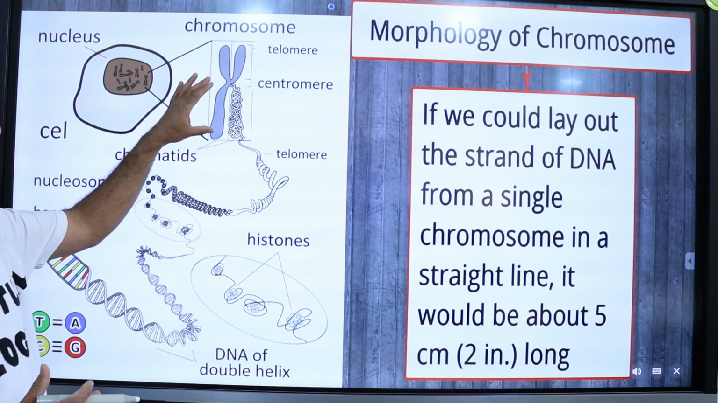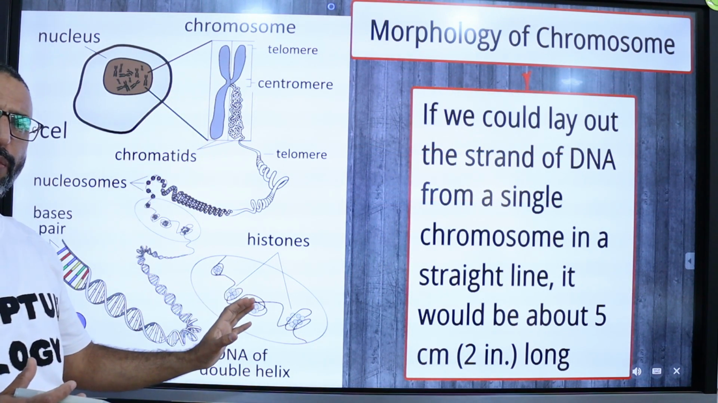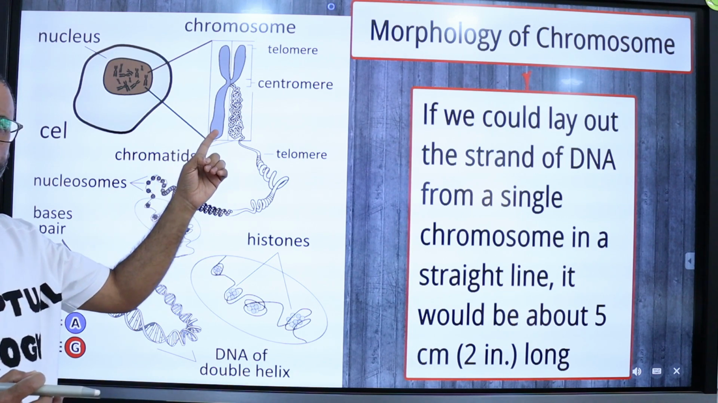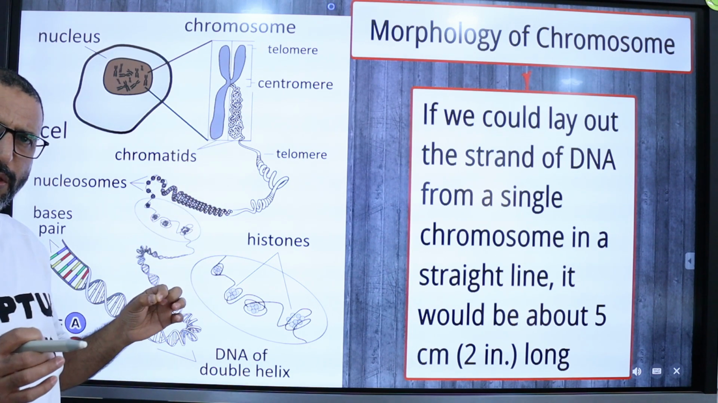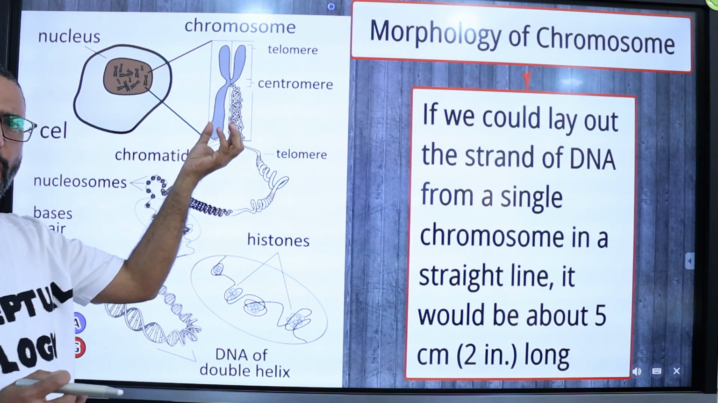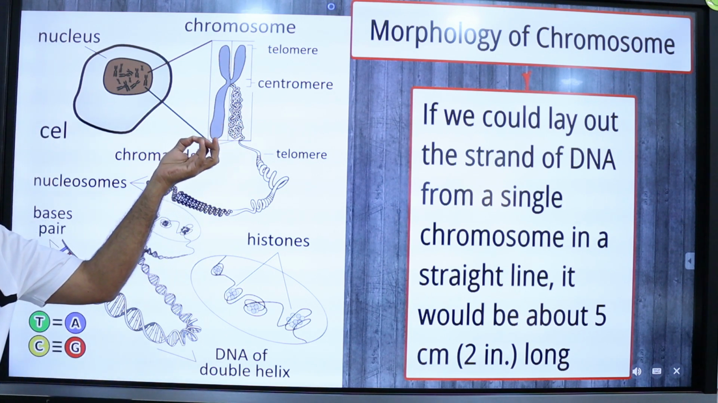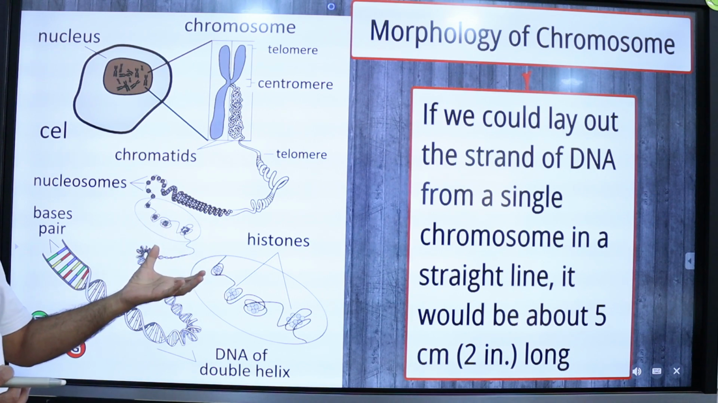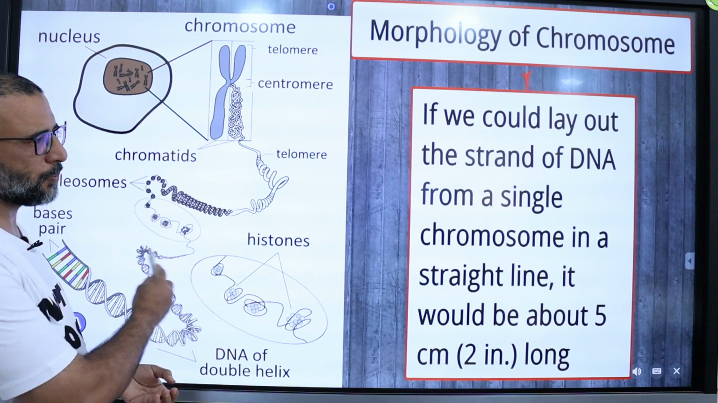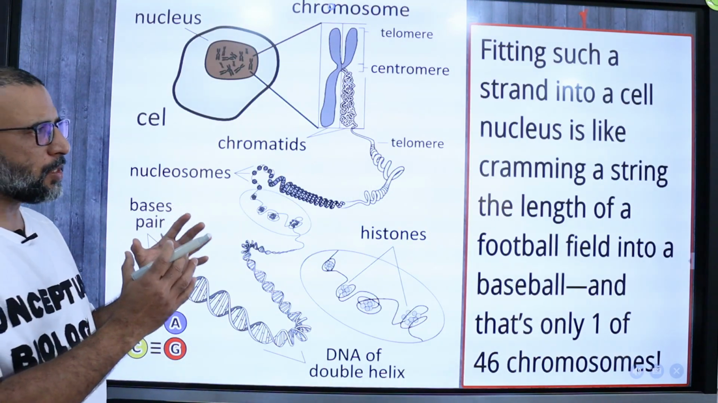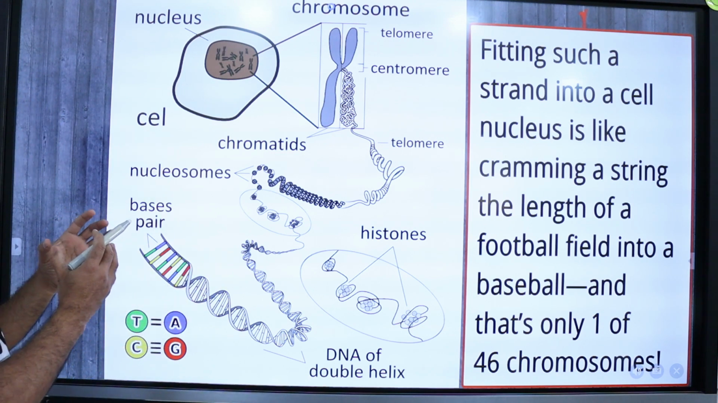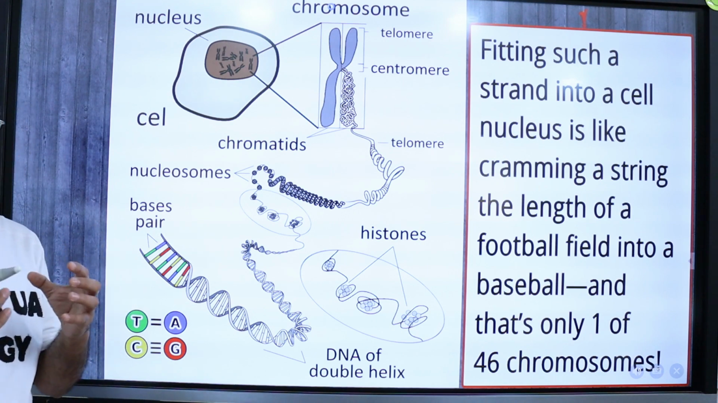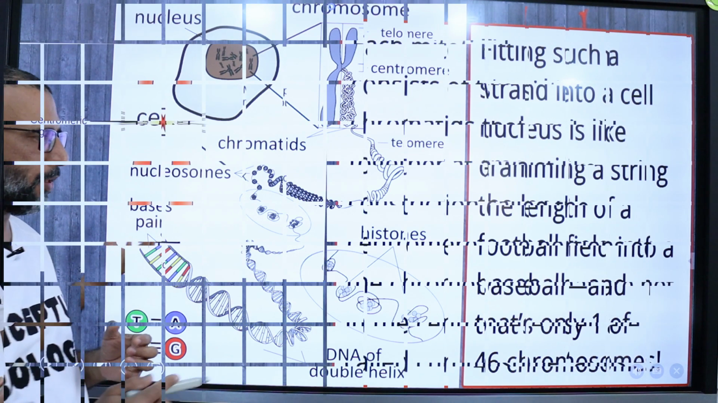As we know, the chromosome is composed of DNA and protein, and the length of DNA which is present in a single chromosome would be 5 centimeter. If we could lay out the strand of DNA from a single chromosome in a straight line, it would be 5 centimeter. Fitting such a strand into a cell nucleus is like cramming a string the length of a football field into a baseball.